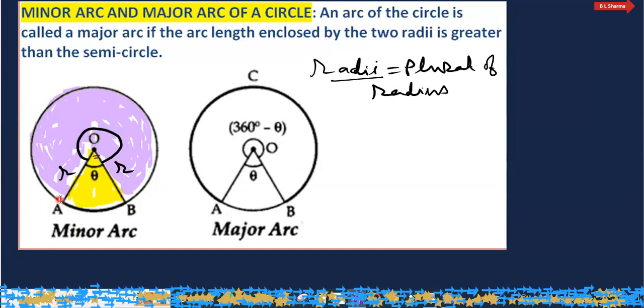The region of the circle bounded by radii and the minor arc is said to be minor segment. And here this pink region is the major segment, because this region is bounded by radii and this major arc. And this yellow portion is said to be the minor segment because this is bounded by the radius and the minor arc and the radius.